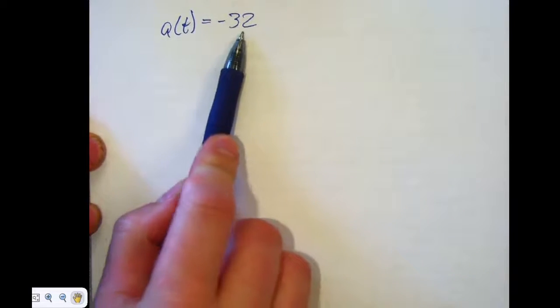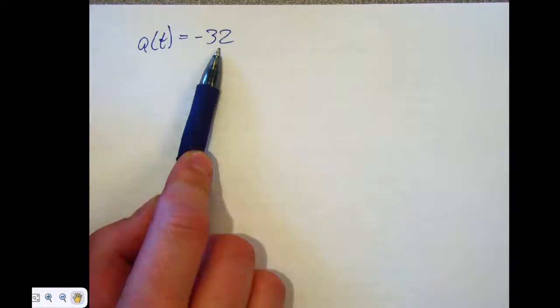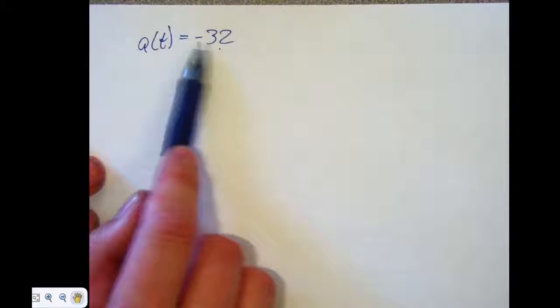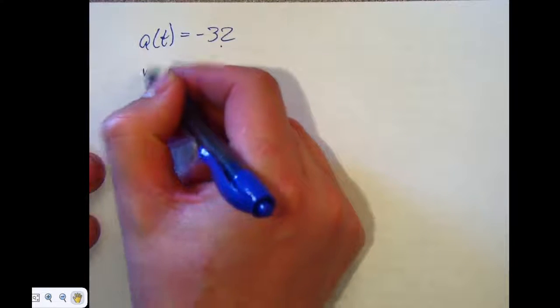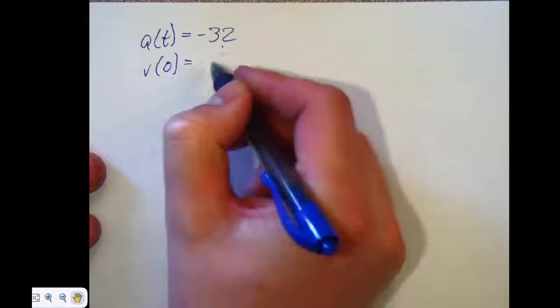This is feet per second. Negative 32 feet per second. Do you guys work with feet at all in physics? No, you put it in meters. All right. Well, this is in feet per second, so we're just going to do a problem that way, just so it's a little different. The initial velocity.